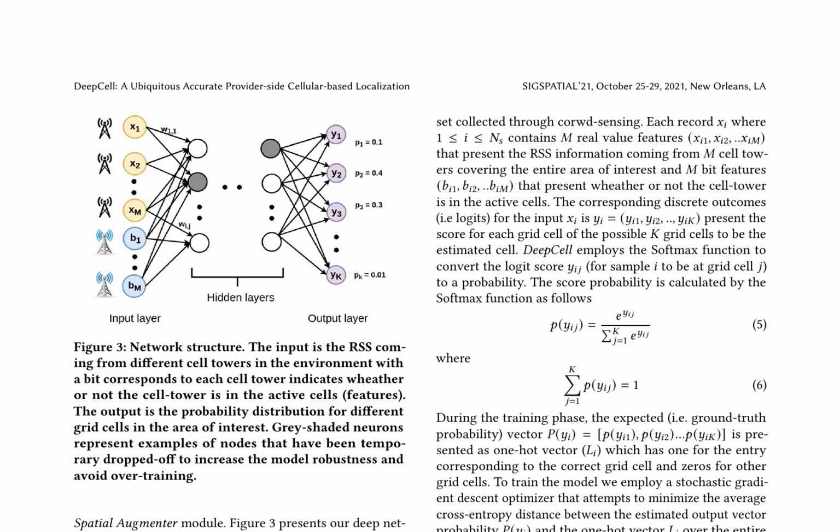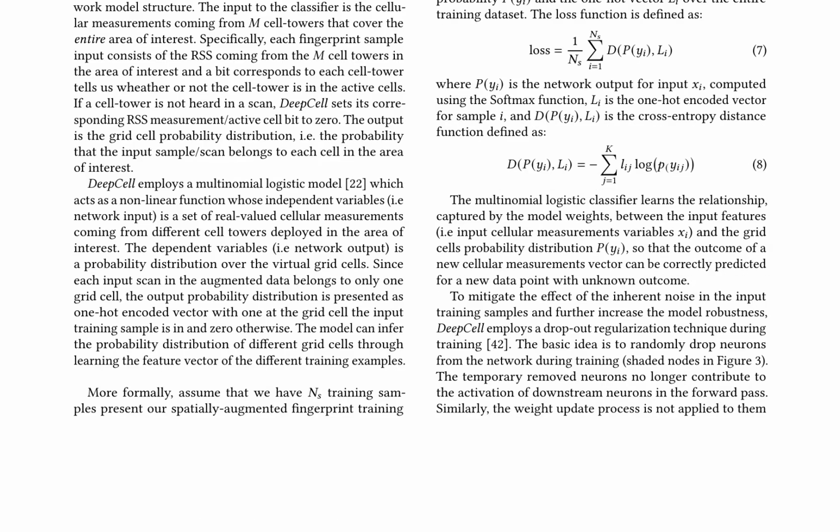measurements. The deep network model employed by DeepCell is a multinomial logistic model, which acts as a nonlinear function to infer the probability distribution of different grid cells. The model learns the relationship between the input features, cellular measurements, and the grid cell's probability distribution through training. To mitigate the effect of noise in the input training samples and increase model robustness, DeepCell uses a dropout regularization technique during training. During the online user tracking phase, DeepCell depends only on the phone ID as an input.